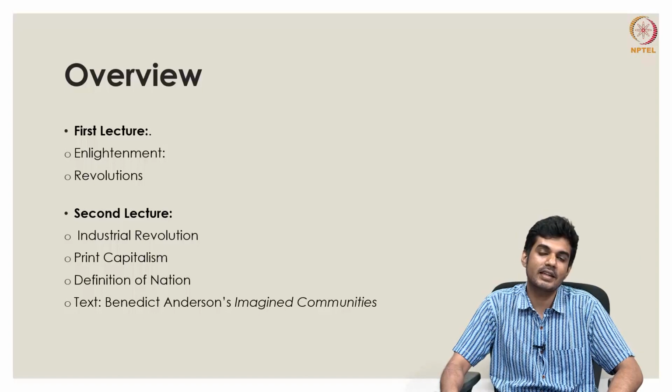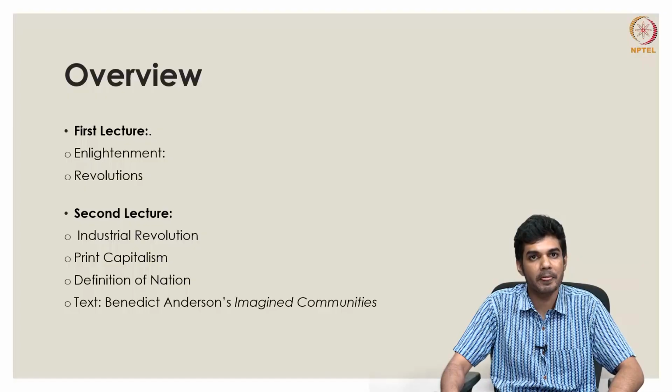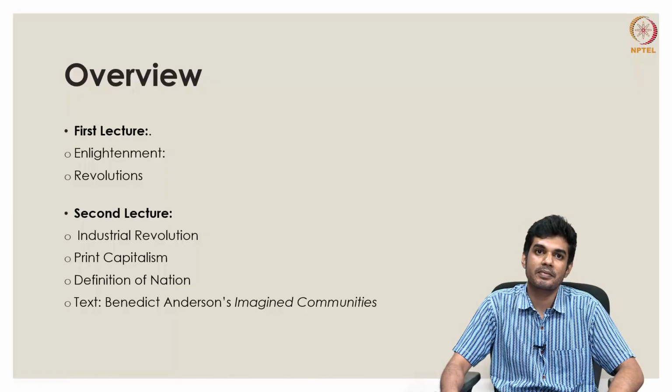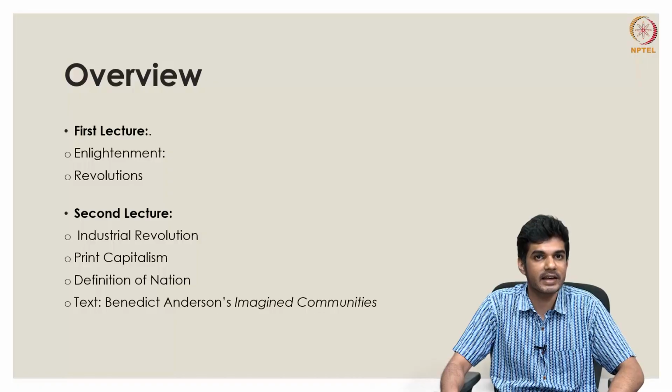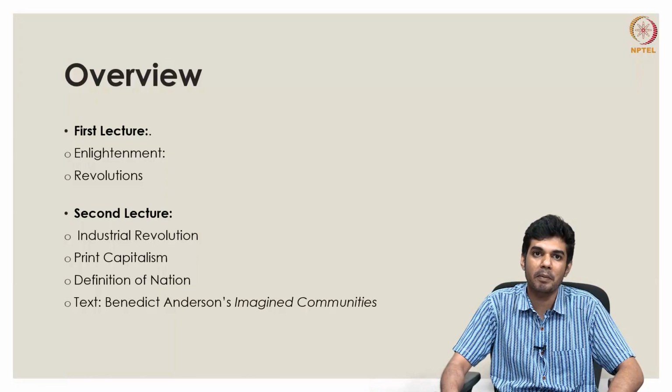In the first lecture, you will see how the ideas of nation and nationalism came into being in the West, primarily as a reaction against the authoritarian regimes of the monarchic rules. The emergence of nation-states reflected the strong desire on the part of the common people to establish a rule based on popular sovereignty, that is, a rule based on the will of the people, as opposed to the whims and fancies of the monarch.